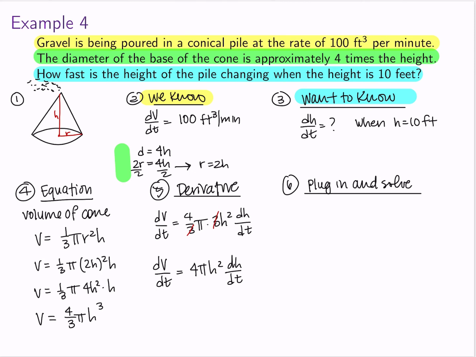Okay, so if I plug in and solve, dV dt is 100 equals 4 pi. What is h? It says when h is 10 feet, that's the moment in time I care about. So I'll plug in a 10 squared, and then I don't know dh dt. That's what I'm looking for. So there's dh dt. So I'll get dh dt by itself by dividing. So it's 100 over 4 pi times 100 equals dh dt. And those hundreds are going to cancel. So I have that dh dt is, I'm left with 1 over 4 pi.